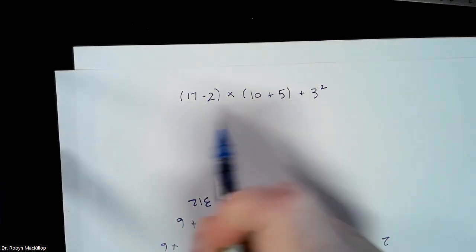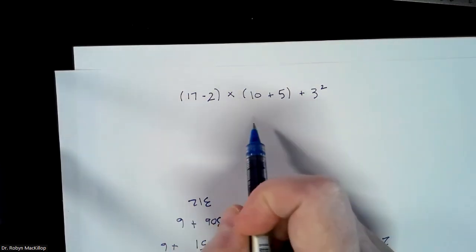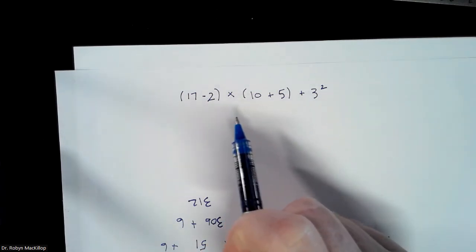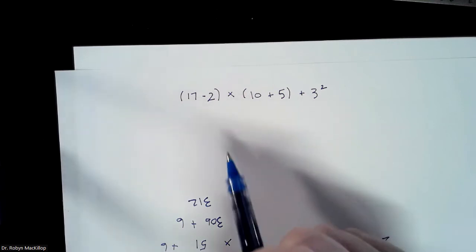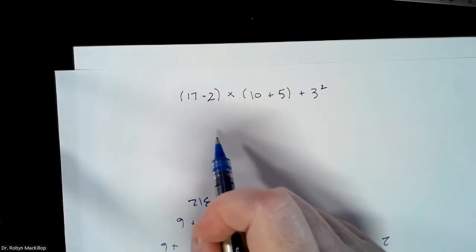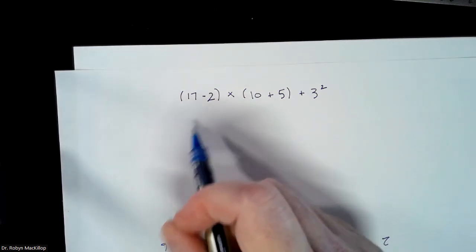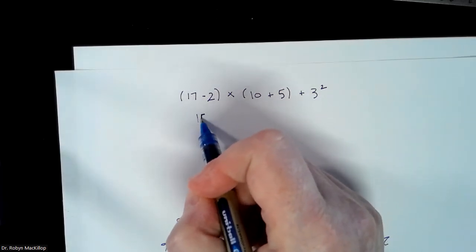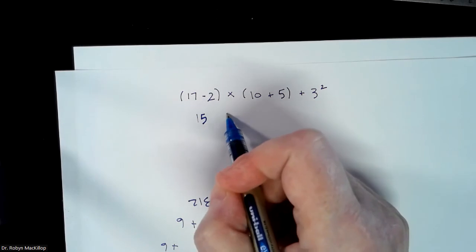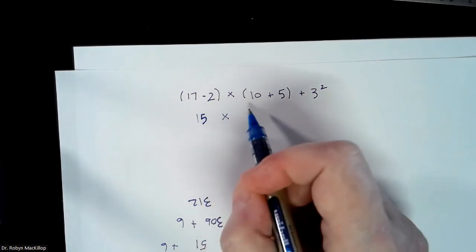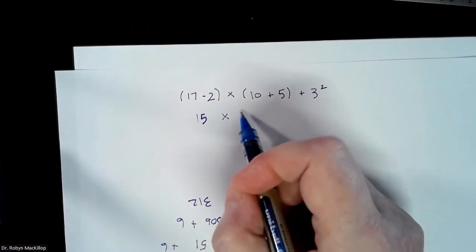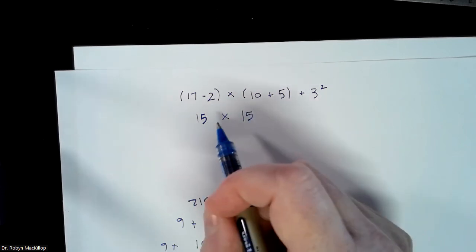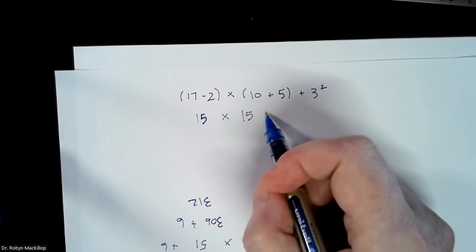All right, here we've got 2 sets of parentheses. We've got an exponent. We've got a multiplication problem and an addition problem. So let's clear the parentheses first. 17 minus 2 is 15. Bring down the multiplication sign. 10 plus 5 is 15. Cleared both sets of parentheses.